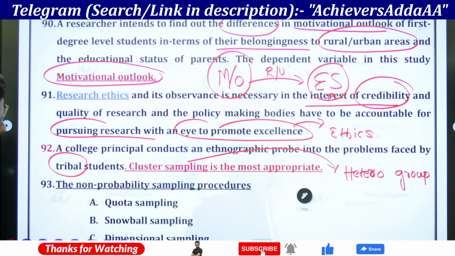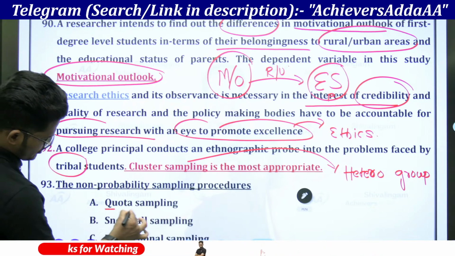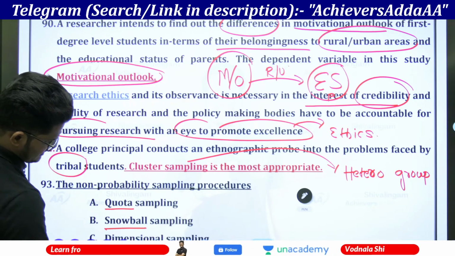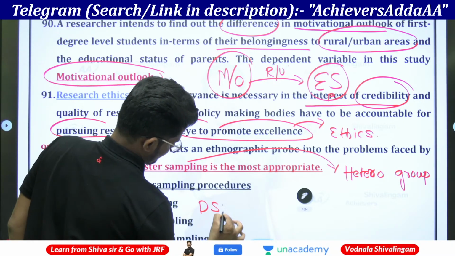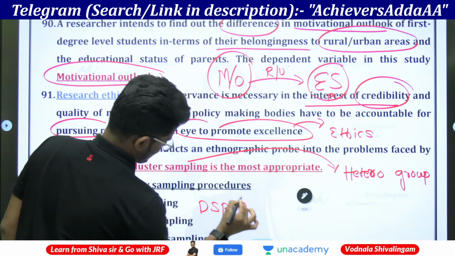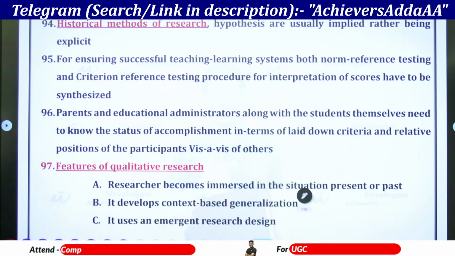The non-probability sampling procedures are quota sampling, snowball sampling, and dimensional sampling. Non-probability we know very well: DSP, CQ. Already this keeps on repeating, same and same. Next.